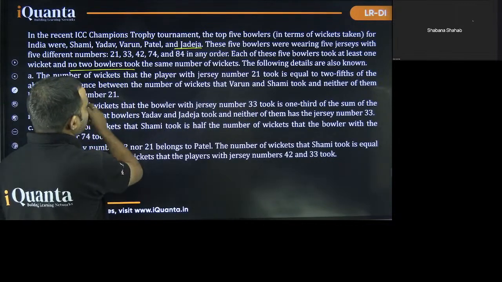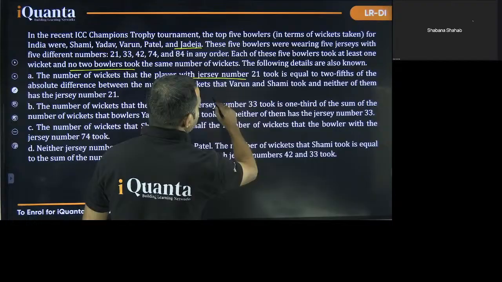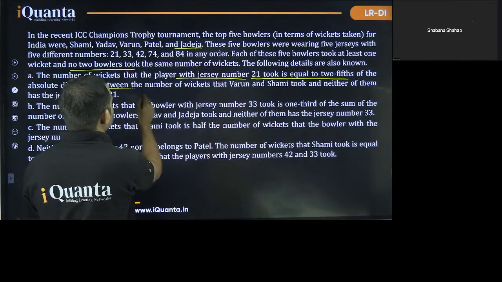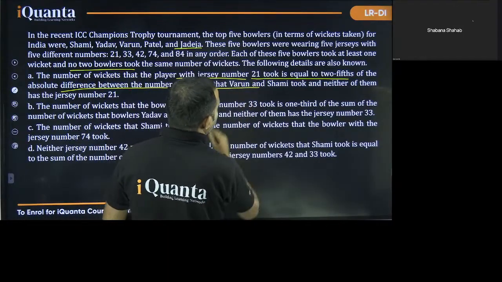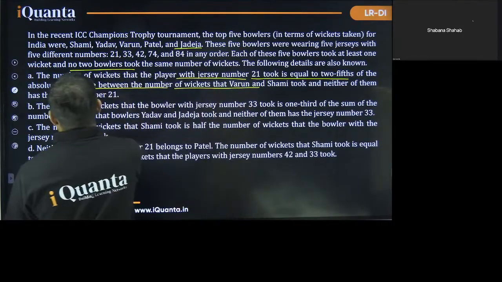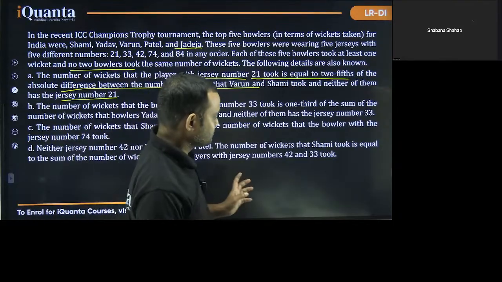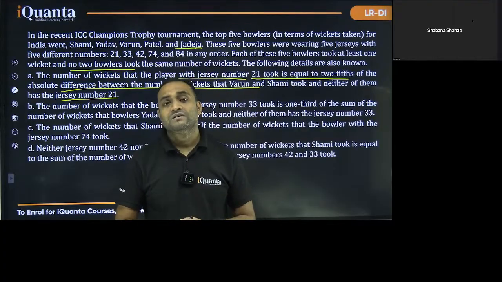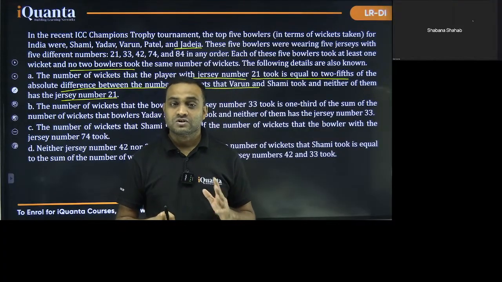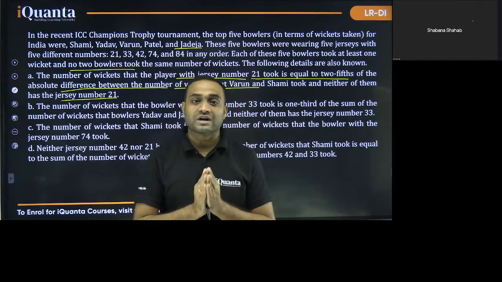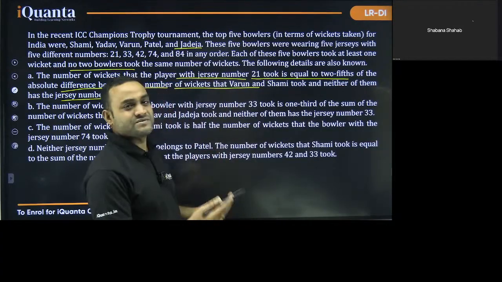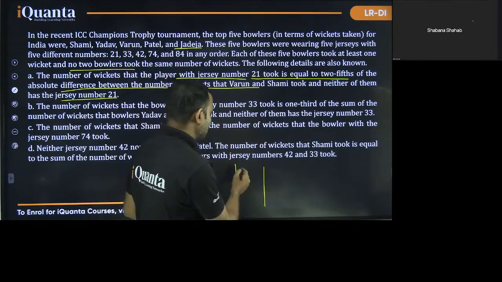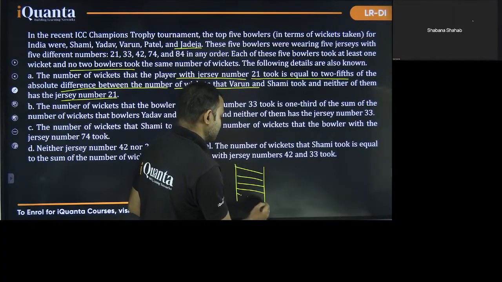The number of wickets that the player with jersey number 21 took is equal to 2/5 of the absolute difference between the number of wickets that Varun and Shami took, and neither of them has the jersey number 21. So information is given regarding the number of wickets they have taken and their jersey number. With that, we need to connect them. It's a list matching: there is one list of players, there is one list of jersey numbers. That's it, double line distribution. And how can you do that as per the given information?